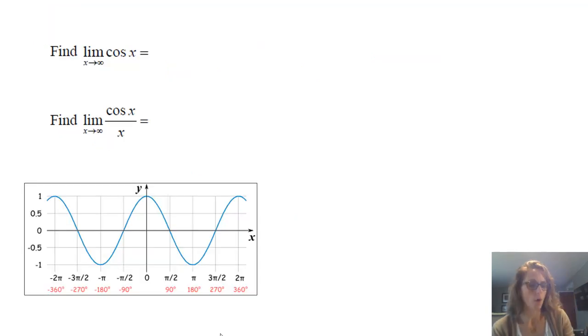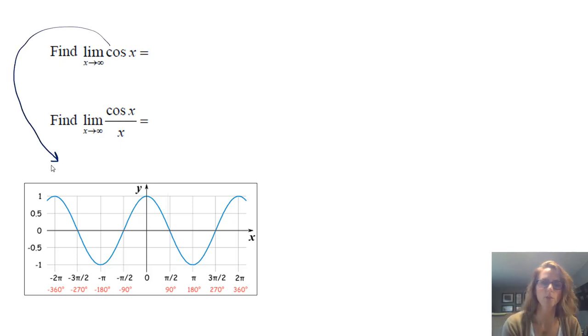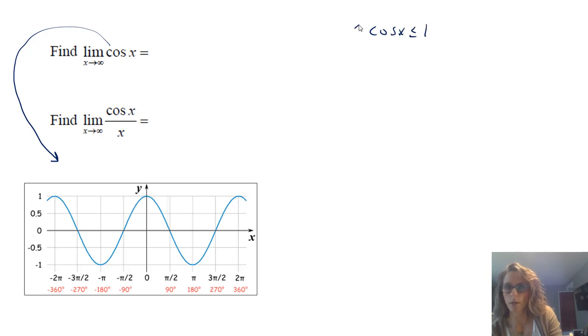Okay. So now just a little bit about trig functions here. We have the limit as x approaches infinity of cosine, and of course I just put a graph here of cosine so you could be reminded of what cosine looks like. Cosine oscillates. We know that the range of cosine, the y values are between 1 and -1, and so we know that.